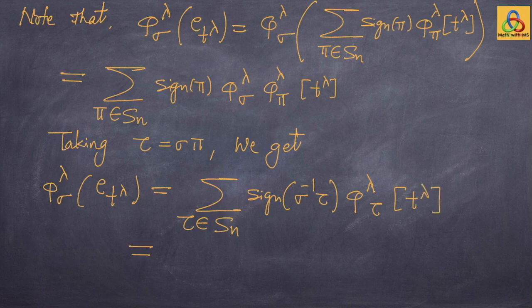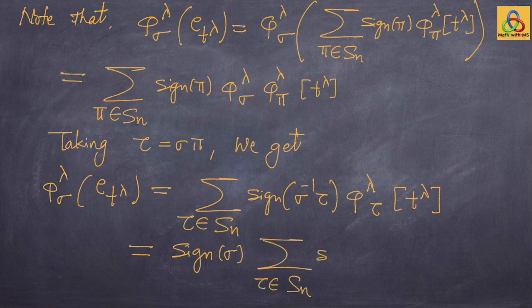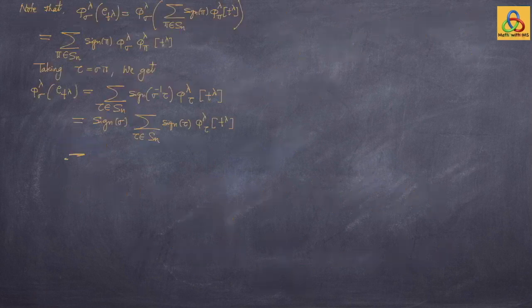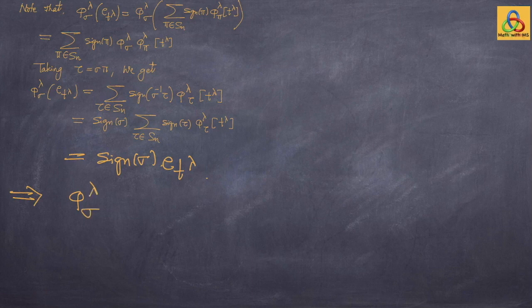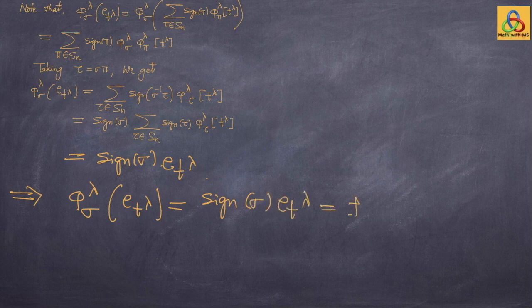Since sign is a group homomorphism, sign of sigma inverse tau is the same as sign of sigma inverse times sign of tau, but sign of sigma inverse is the same as sign of sigma. So I can take it out, and write it as sign of sigma and the rest of the summation, as tau is in Sn, of sign of tau phi lambda tau of the lambda tabloid T lambda. But what is that? That is just sign of sigma, and this expression is nothing but the polytabloid E of T lambda. We have shown that if you take the representation phi lambda, evaluated at any permutation sigma on the polytabloid E of T lambda, this is simply sign of sigma times E of T lambda, which is just plus or minus E of T lambda.